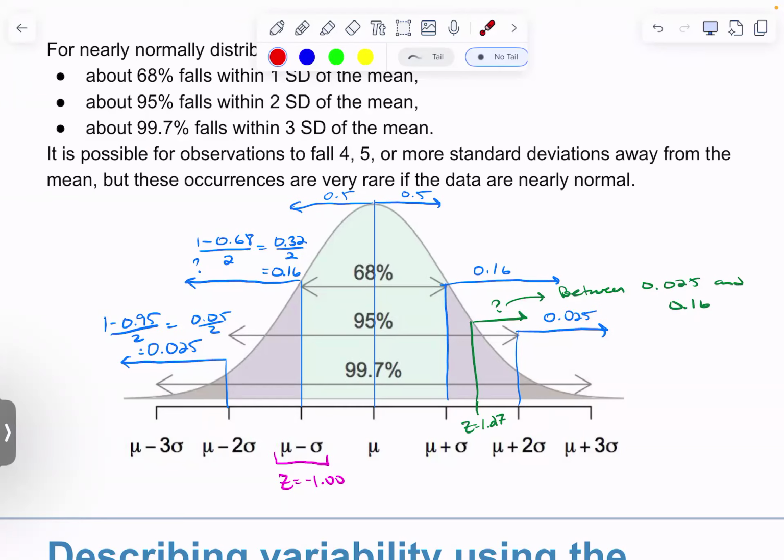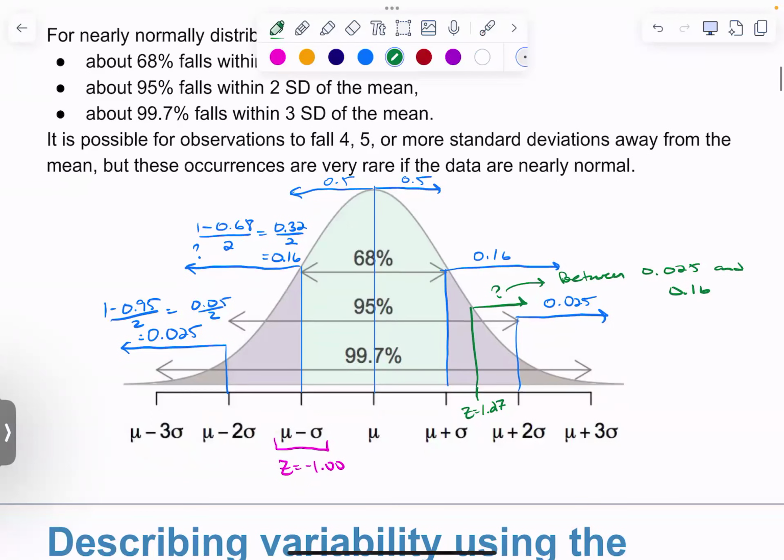99.7% of your curve falls within 3 standard deviations. That means you have 0.3% left over between the 2 tails, right? Very, very, very small. But remember, the tails still keep going to infinity and negative infinity. They keep going, they keep going. There is some probability of these things happening, but it's not very big.